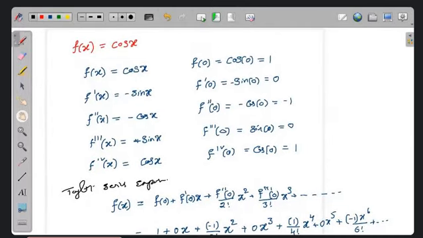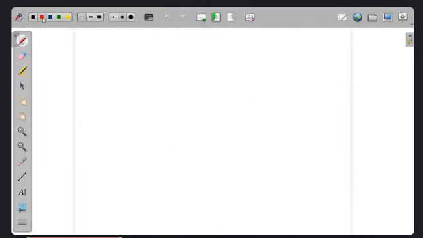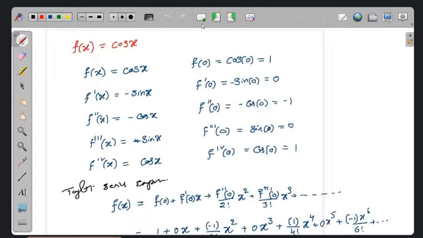Now let's do one more thing. Now this time I want to have the expansion of the same function but not about 0.